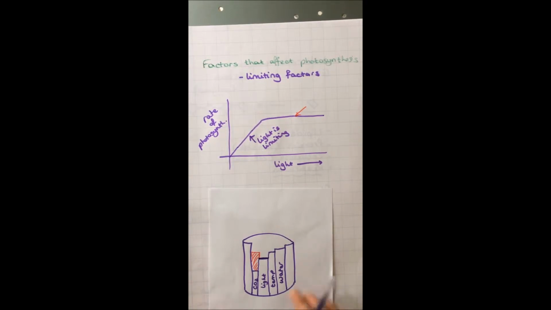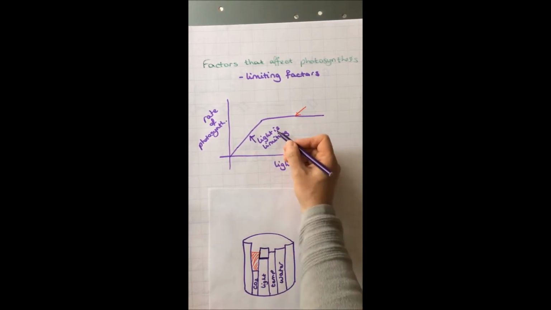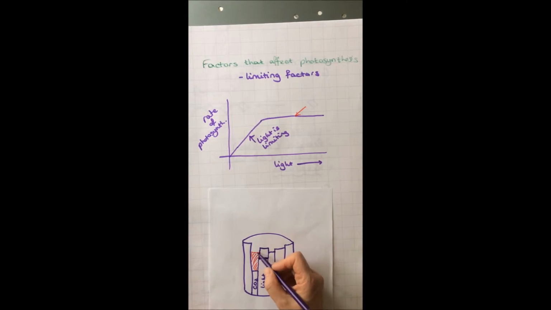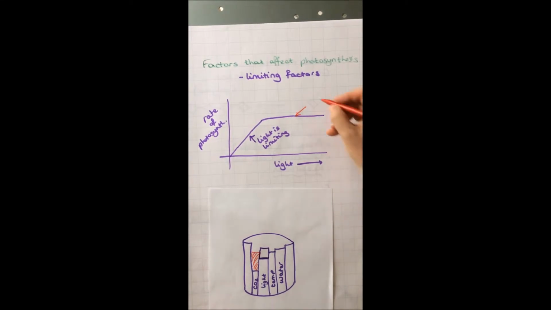So let's say back on my barrel here, light is my limiting factor to there, and then if my light were raised, say to there, all of a sudden it's no longer light that's limiting. Now it's either my carbon dioxide or my temperature, whichever of those were the lowest. Okay, so light is no longer limiting.